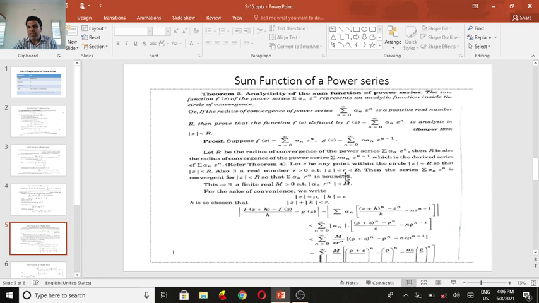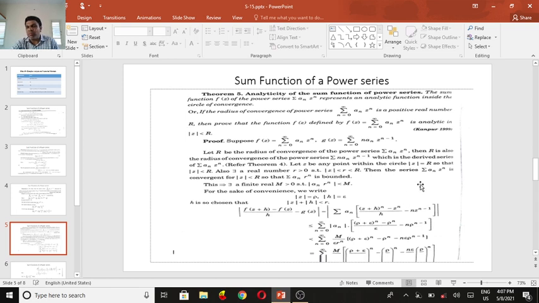Let z be any point within the circle |z| = R, so that |z| < R. Also there exists a positive real number r such that |z| < r < R. If we choose any real number here, this real number lies between |z| and the radius of convergence R.